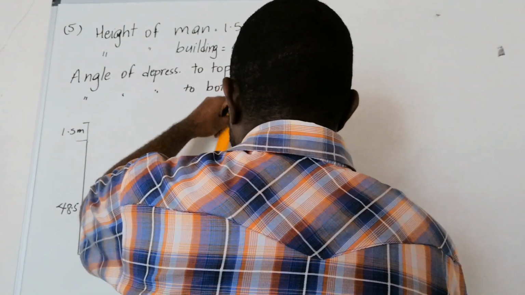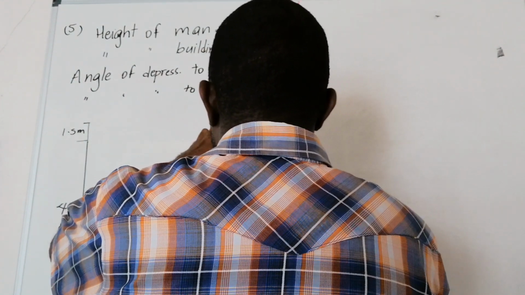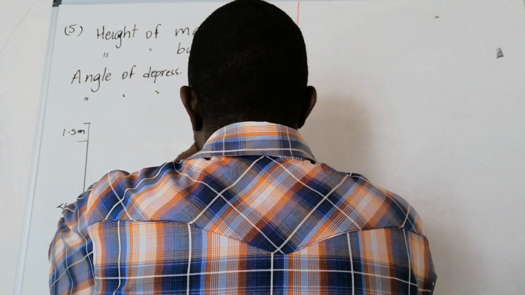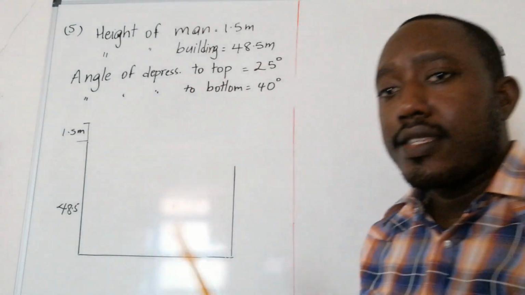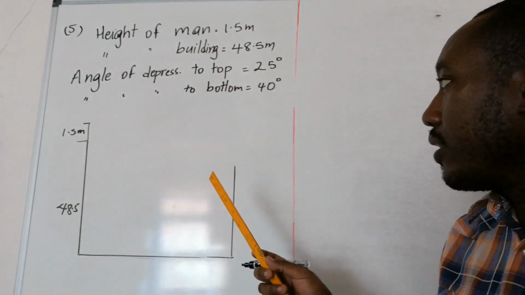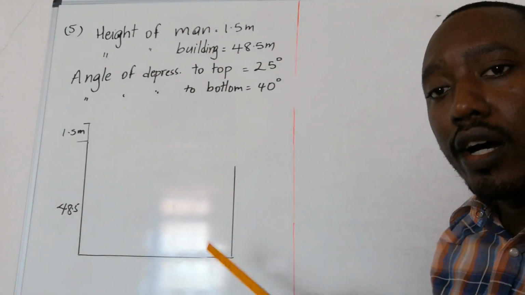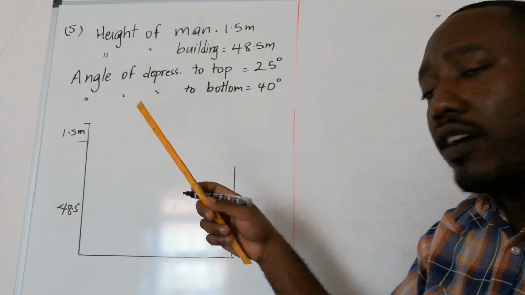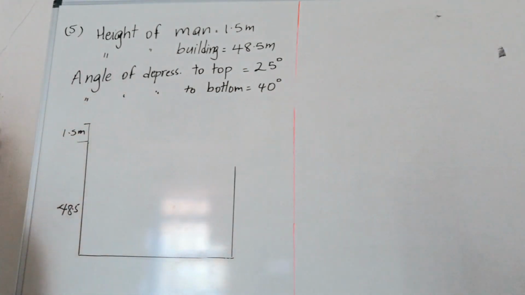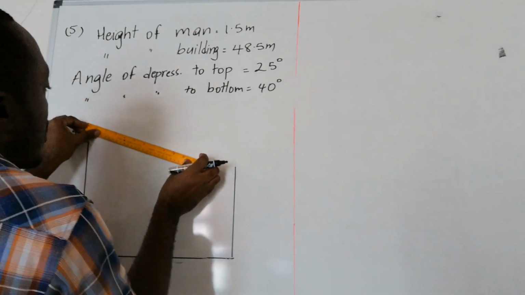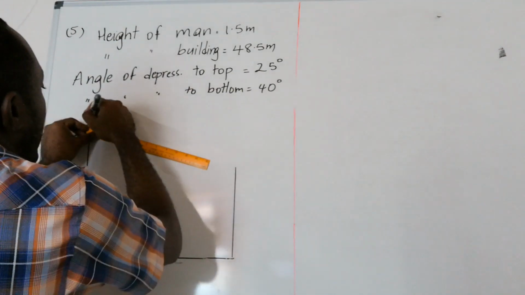and as he looks to the top of this building, now we know it's not as high. It is not as high as the other building because he's looking down to the top. The angle of depression to the top of this building is 25 degrees.